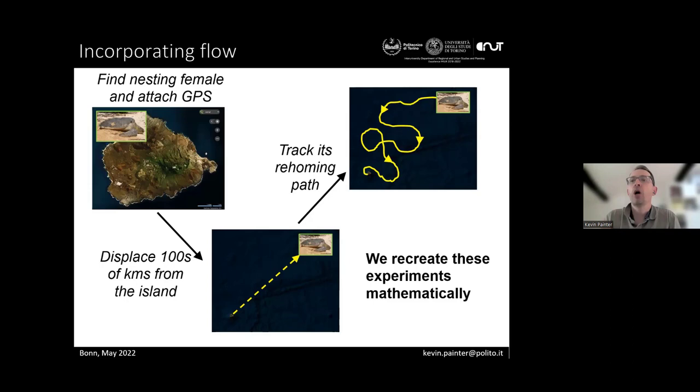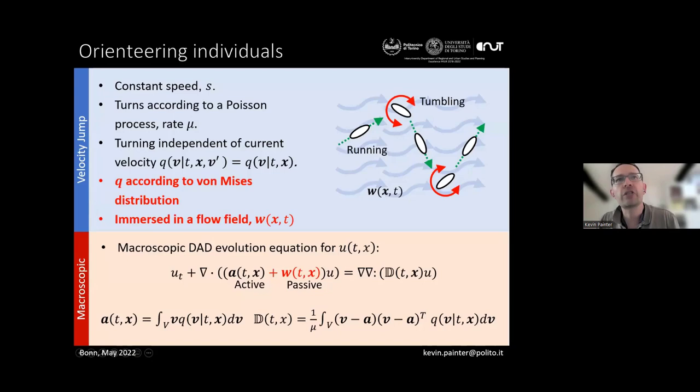Okay, so we've been recreating these experiments mathematically. That, of course, needs us to extend this framework to incorporate the fact that you're moving in a flow. You can do that and you just get an extra flow in there. And sorry, I've called this the same thing, W. I should have called that something else. I'll change that in the notes. W is now the flow field. But basically, as I say, it's a fairly straightforward extension of my modeling.